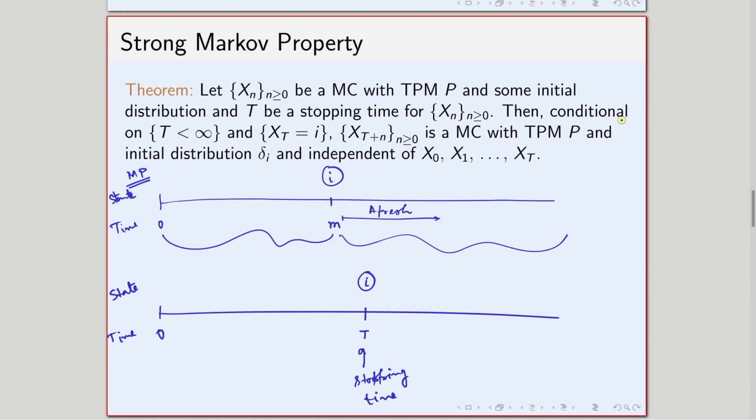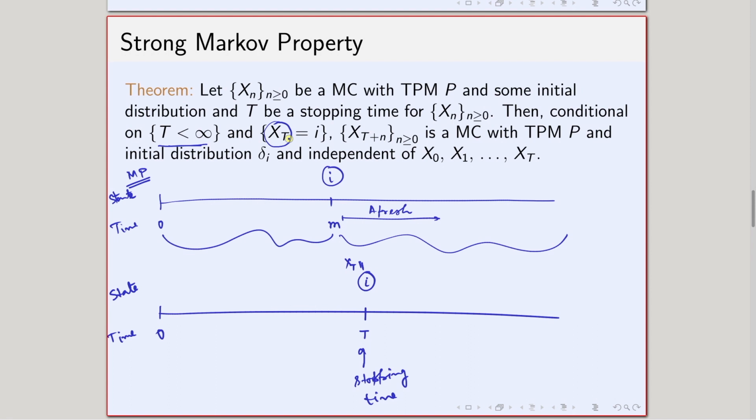Then conditional on T is less than infinity and XT equals i. XT equals i means basically the state at the time point T is i. And I am taking T less than infinity, because if I do not, then XT does not make much sense, since T infinity does not make any sense. So I have to take this condition to make this quantity meaningful, that is, the stopping time is a finite one.